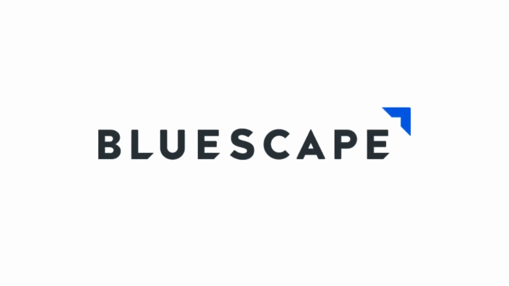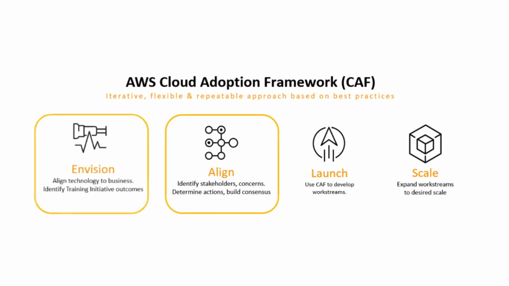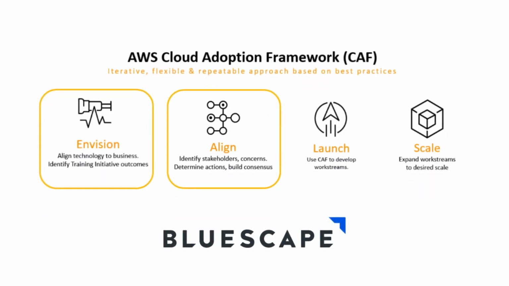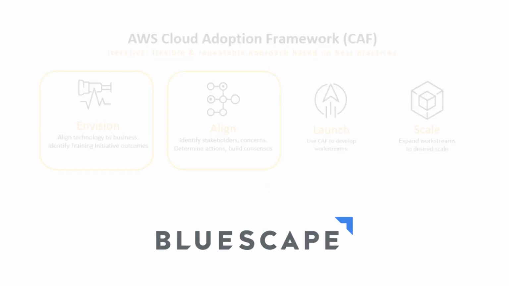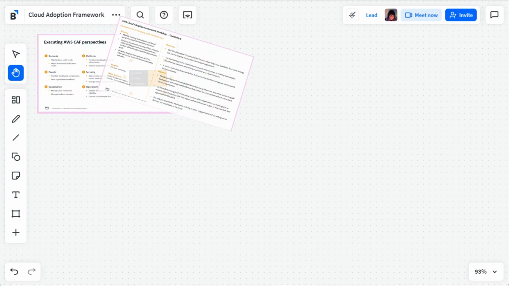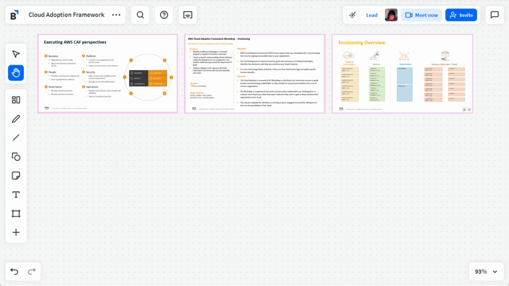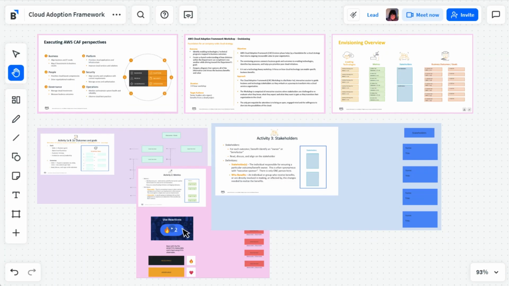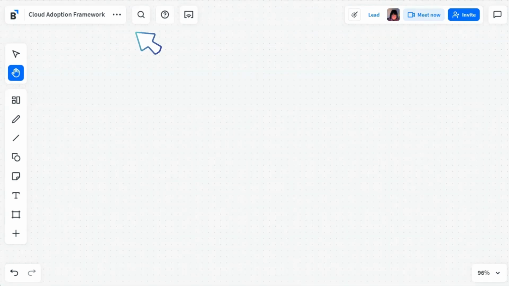In this video, you'll learn how to set up your cloud adoption framework envisioning and alignment workshops using Bluescape as your collaborative workspace. Bluescape is a supercharged virtual whiteboard available to all your workshop participants to help you accelerate ideas to innovation.